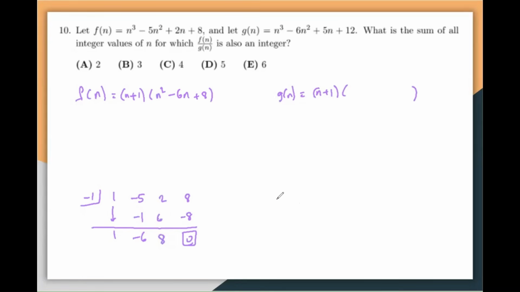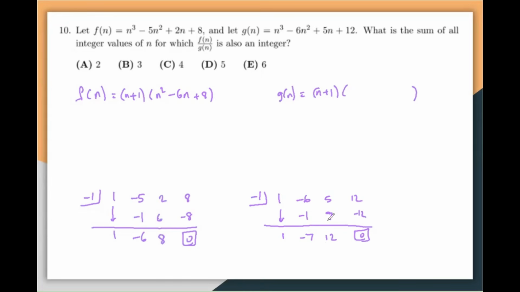And I can use the same logic with the other one. So I'm going to take the -1, and the coefficients are 1, -6, 5, and 12. That should give us 1, then 1 times -1 is -1. When you combine these, you get -7. Then you get 7, so that's 12 and -12, and 0 as expected.